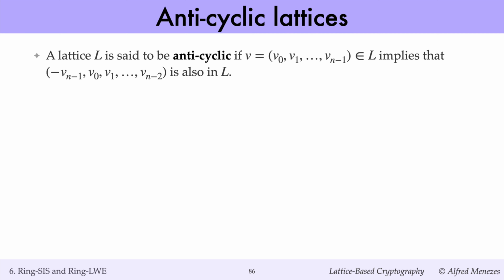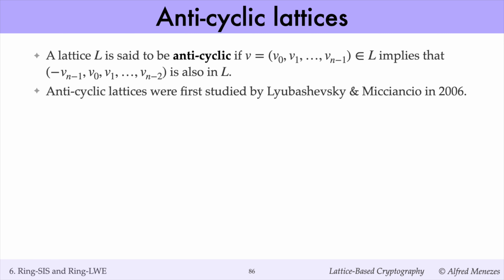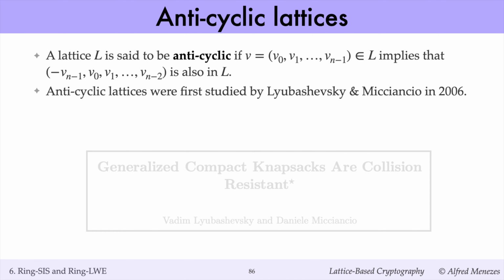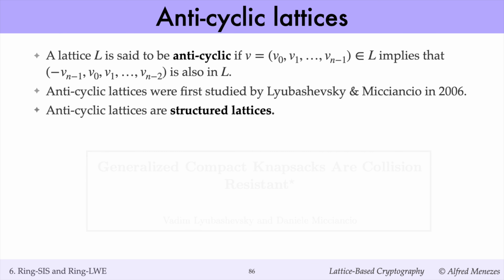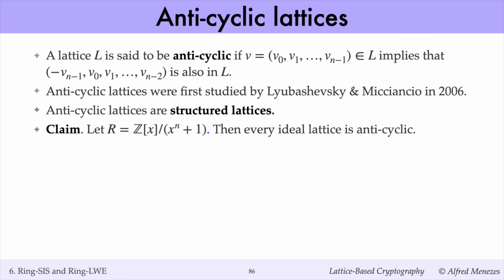An anti-cyclic lattice is a lattice that is closed under the operation that cyclically rotates the coordinates and negates the cycled element. These lattices were first studied by Lyubashevsky and Micciancio in 2006. Anti-cyclic lattices are structured lattices. I claim that every ideal lattice in the polynomial ring Z[x] modulo x^n + 1 is anti-cyclic.